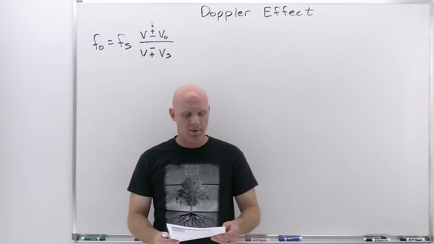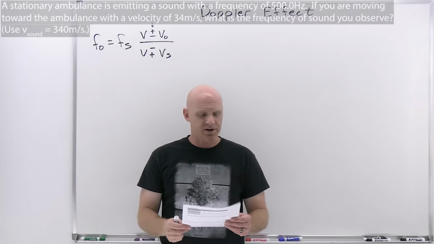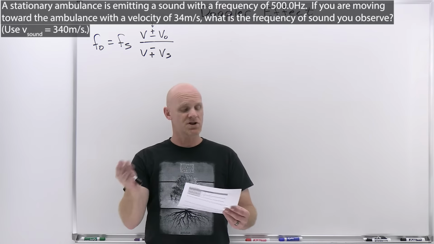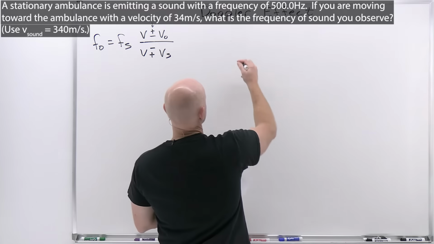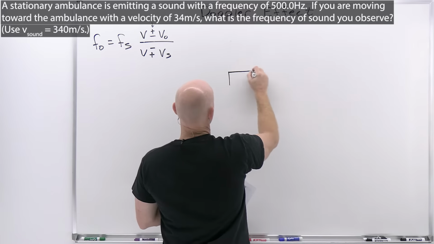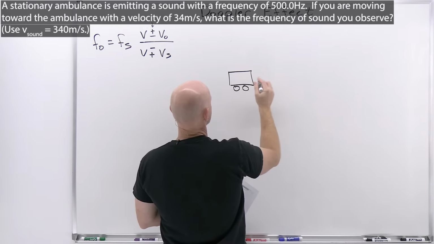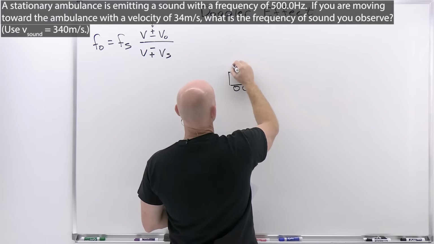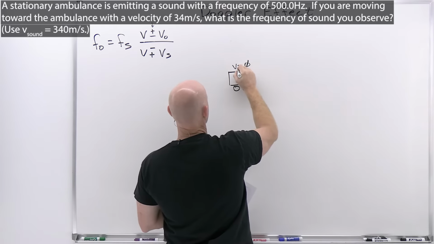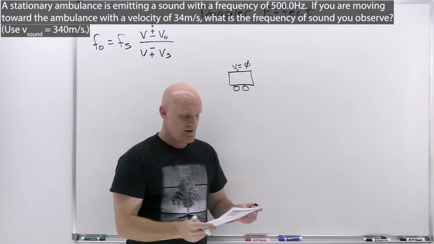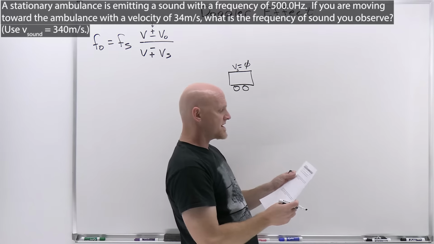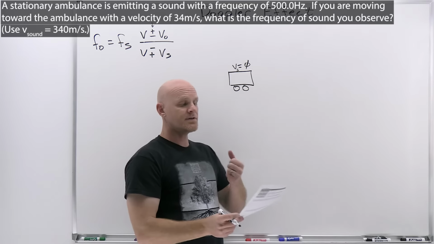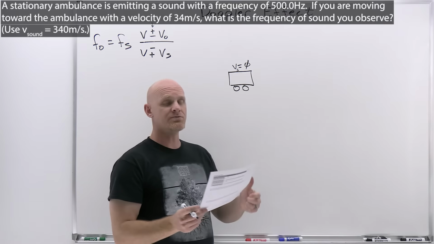So now we're ready to work a couple of examples. The first one says a stationary ambulance, that means not moving, is emitting a sound with a frequency of 500 hertz. Well, let's draw this out just a little bit. So we've got an ambulance, and I'm not a very good artist here. This one is stationary, so its velocity is 0, and we'll call that the velocity of the source of the sound. And if you are moving toward the ambulance with a velocity of 34 meters per second, what is the frequency of sound you observe? And use the speed of sound of 340 meters per second.